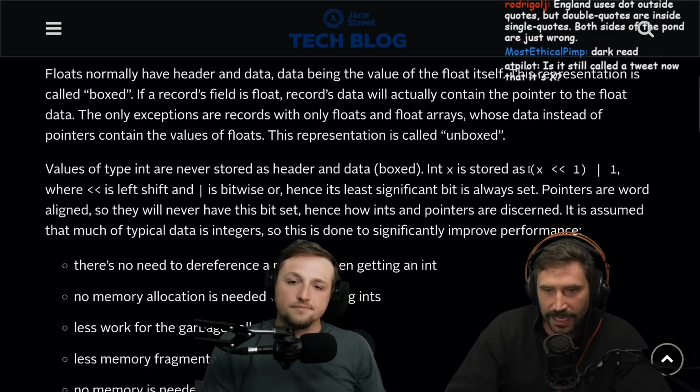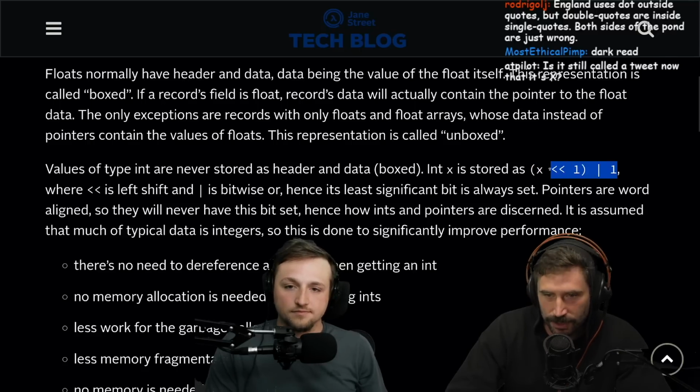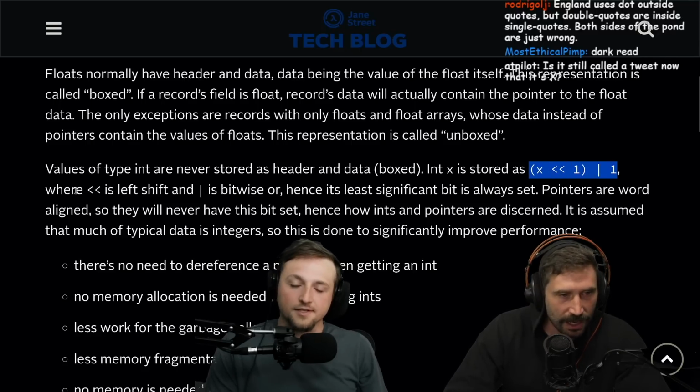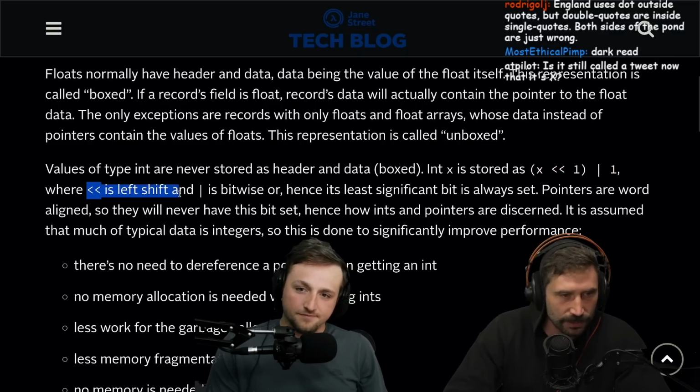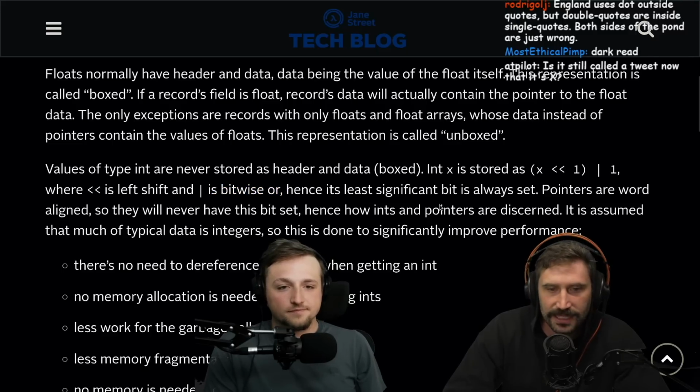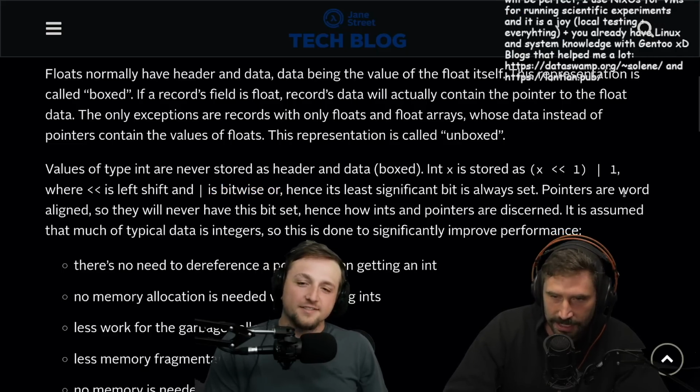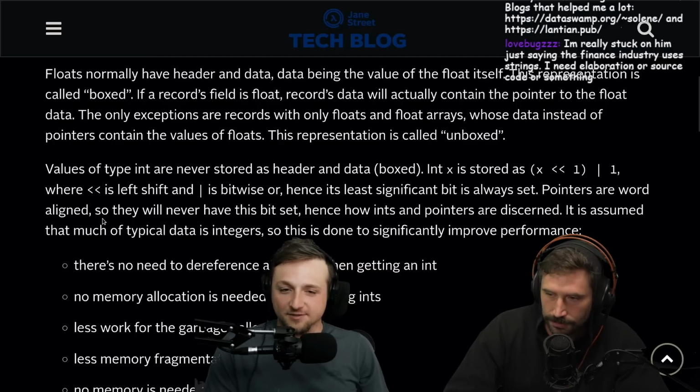Values of type int are never stored as header and data, boxed. Int x is stored as x shifted left by 1, ORed with 1. Okay, so it's a first bit check. Hence its least significant bit is always set. Pointers are word aligned. Chat doesn't know what this means, though.